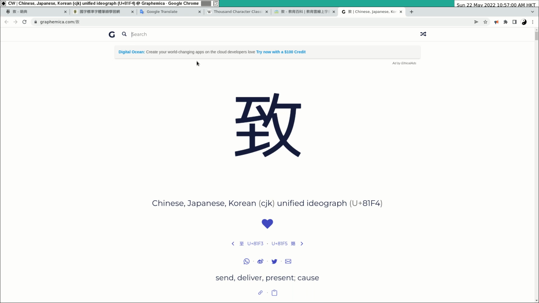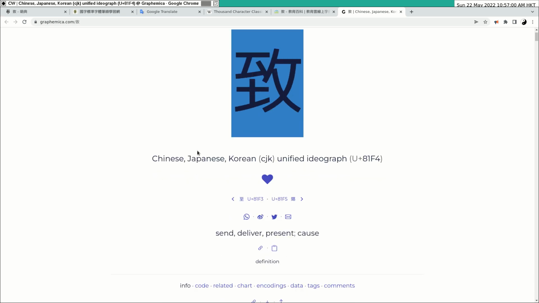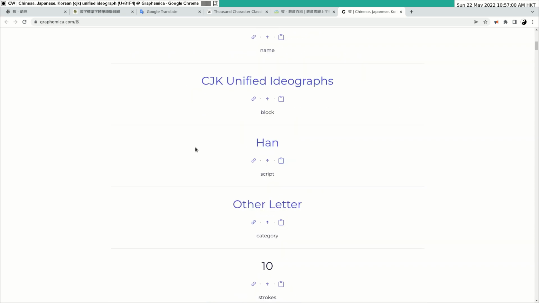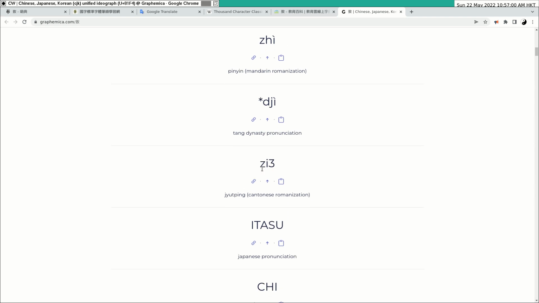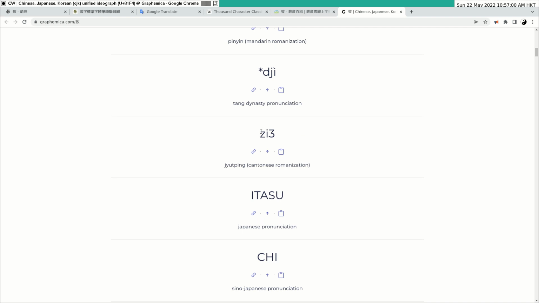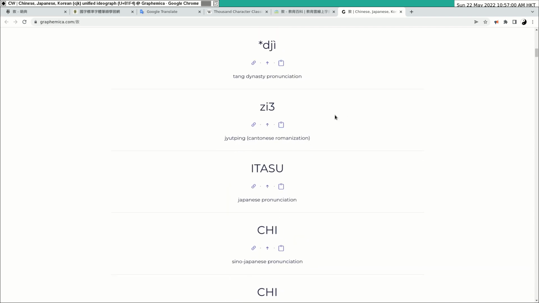2020. Today we study this character. The pinyin romanization. Going down. Cantonese. You find a subtle difference in the intonation.